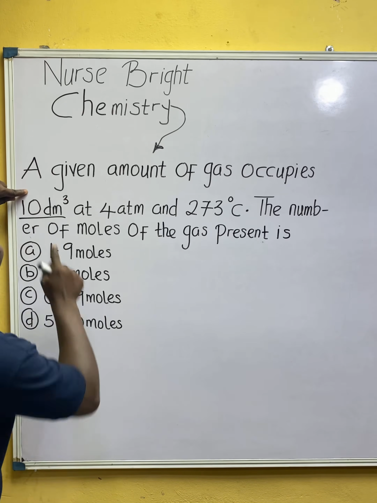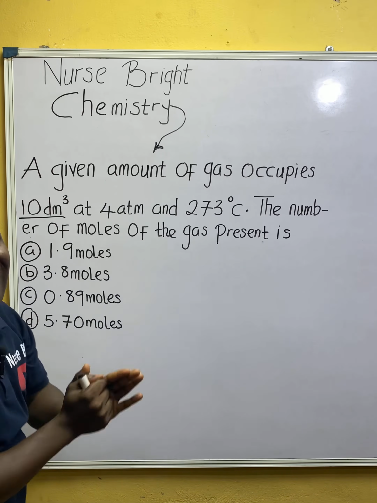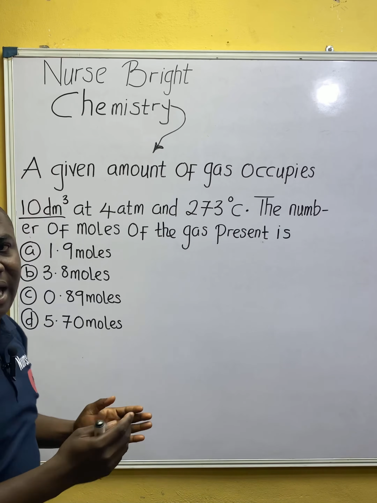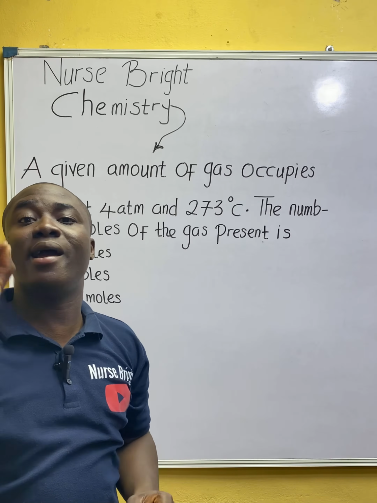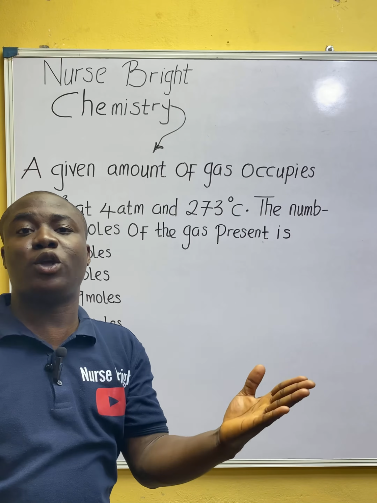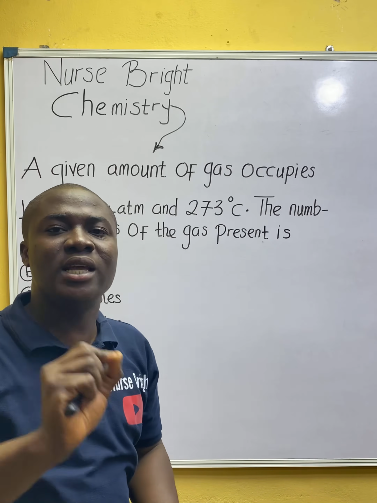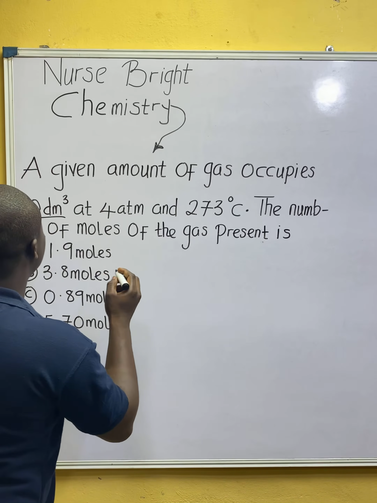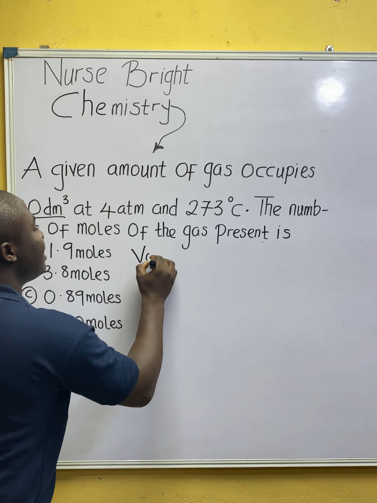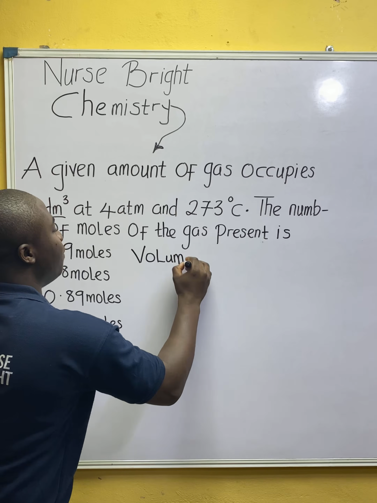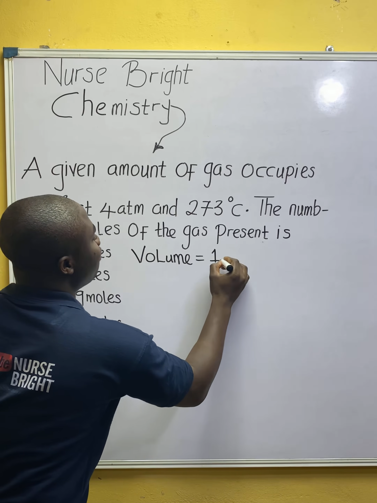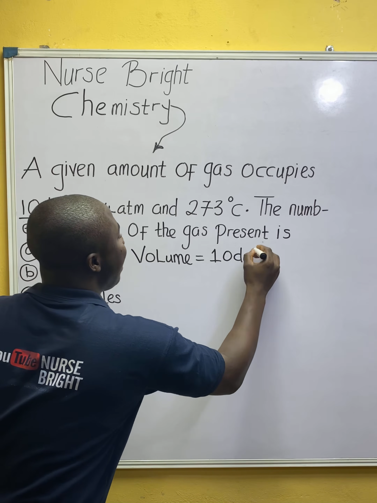The question says again, a given amount of a gas occupies 10 dm cube. I believe whenever you hear dm cube, cm cube, liters, milliliters, they all mean volume. So me seeing 10 dm cube, I know that this is volume. It is volume expressed in dm cube.